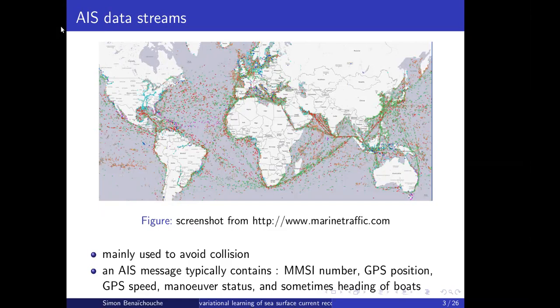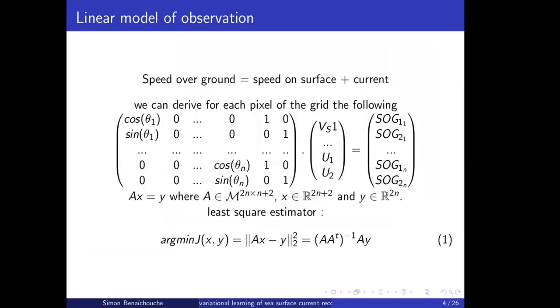You can also have some other information, for example, if the boat is doing a specific maneuver or something like that. And the idea is we are going to exploit this data stream to produce a current velocity field. How can we do that?